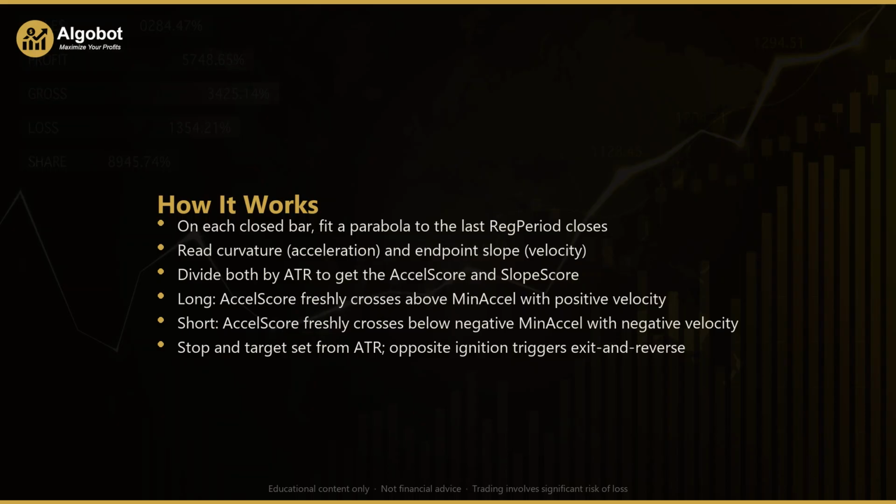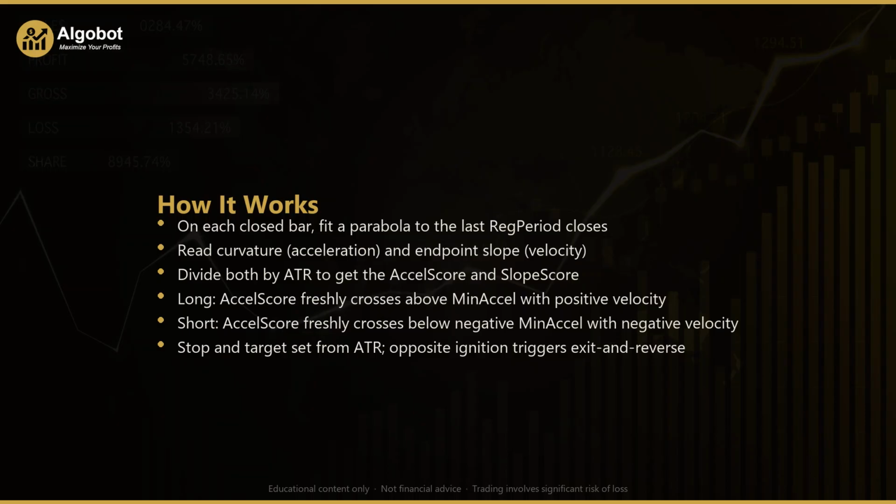Both numbers are then divided by the average true range, or ATR. This normalization matters. It converts raw price bending into a scale-free reading, how many ATRs the curve bends away from a straight line, so the same thresholds behave consistently whether you are on a quiet pair or a fast one. The acceleration reading is called the MinAccel score, and the velocity reading is called the slope score.